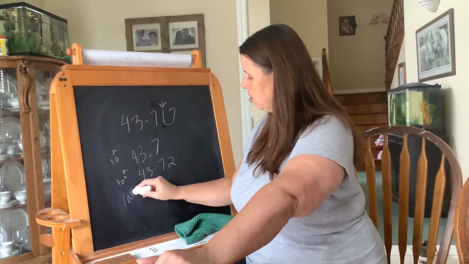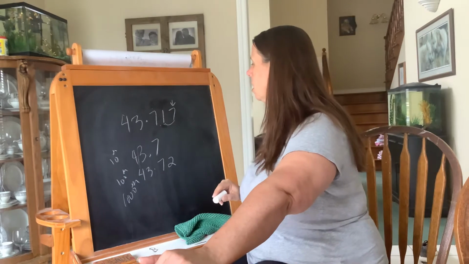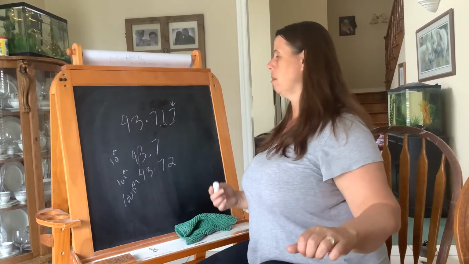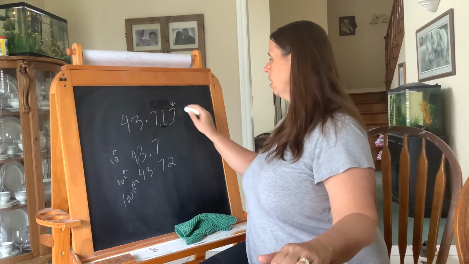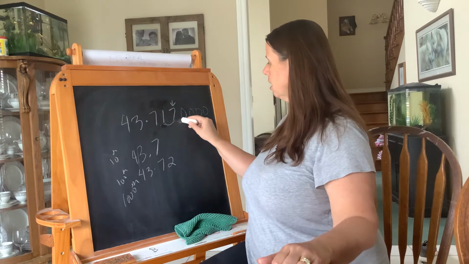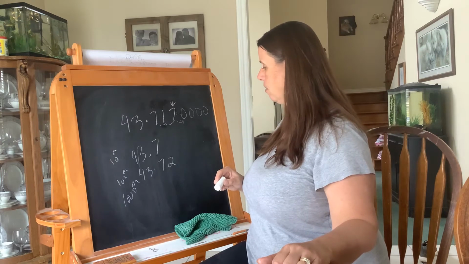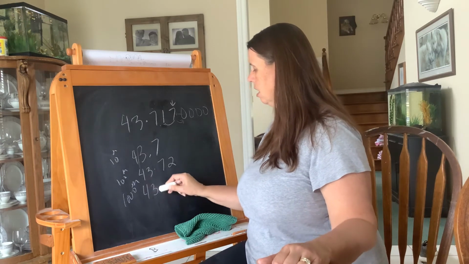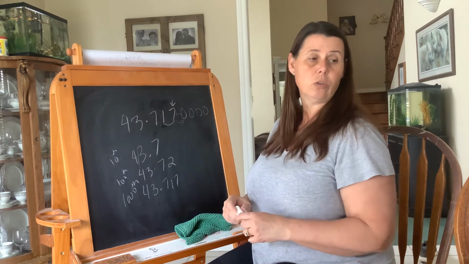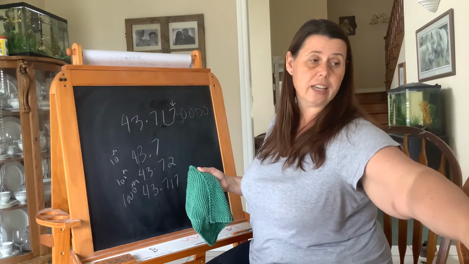To get the thousandth, I look for my thousandth. Now, there is nothing behind this to tell me what to do, but there actually is something behind it. You just have to remember, there are zeros to infinity behind it. So I look next door, what does it say? It says stay the same, it's not above 5, it's not 5 or up. So we end up with 43.717. Okay? So you are going to round to the nearest tenth, hundredth, and thousandth in that chart.